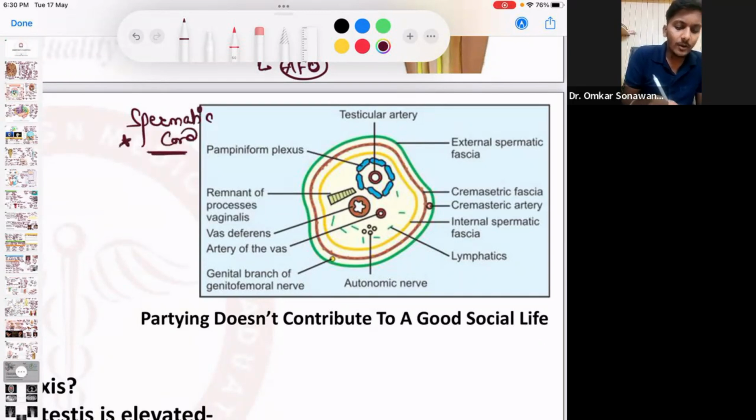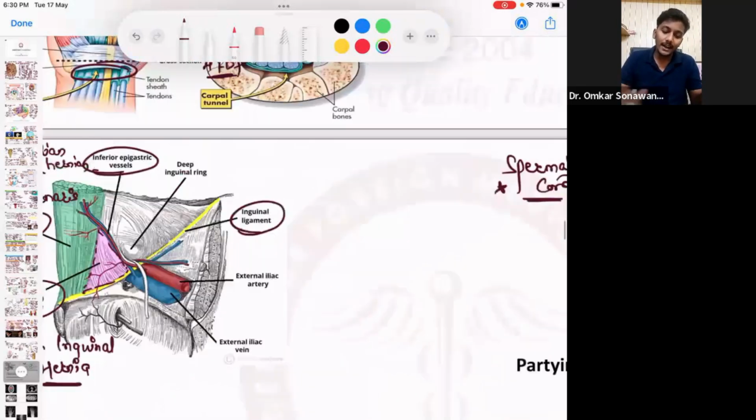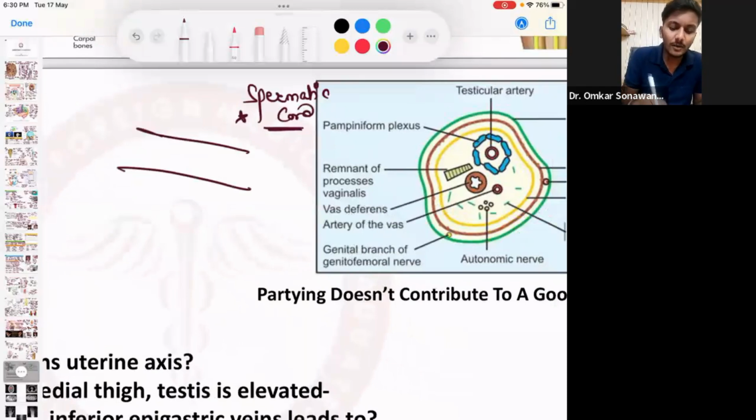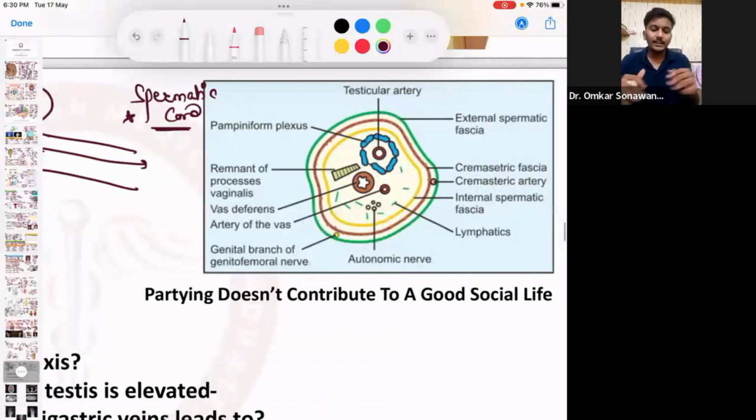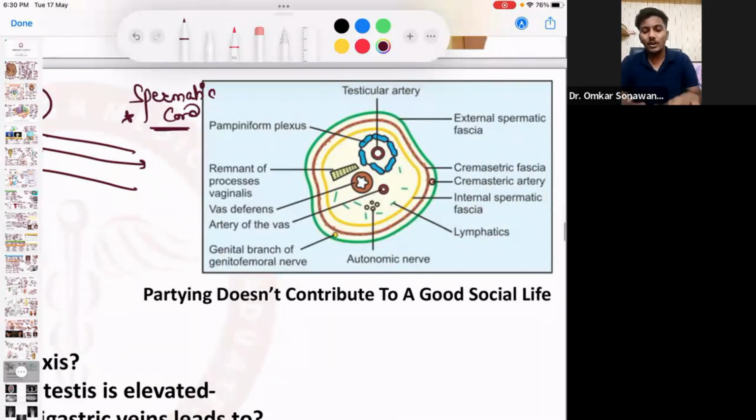Okay, spermatic cord passes via... So I hope all of you are quite aware. Testes are developed in the abdomen, but during birth they descend to the scrotal sac via the processus vaginalis. Okay, and this processus vaginalis traverses the inguinal canal. Important. ठीक है? So inguinal canal से क्या क्या pass होता है? Spermatic cord mainly, and processus vaginalis.